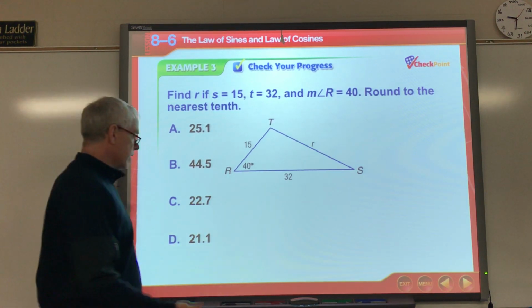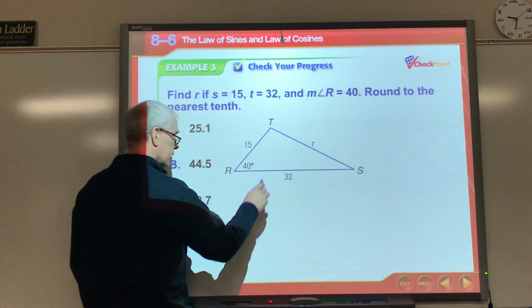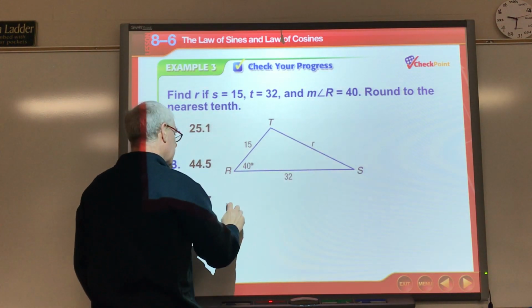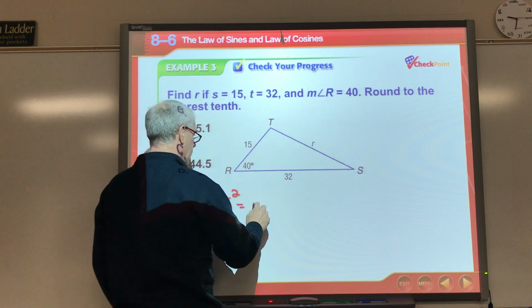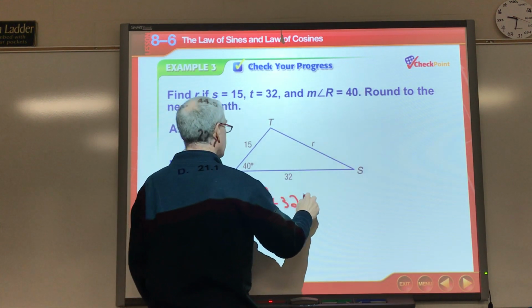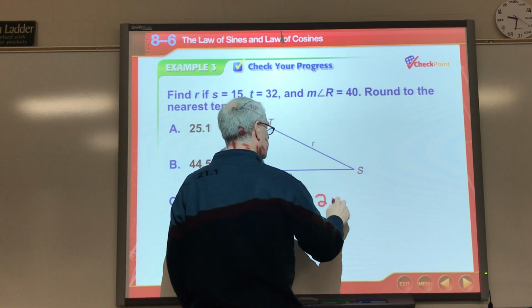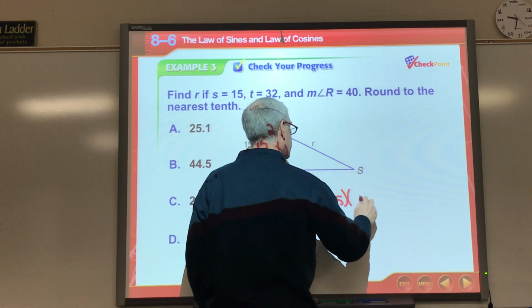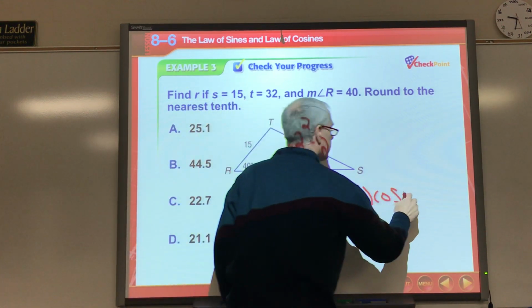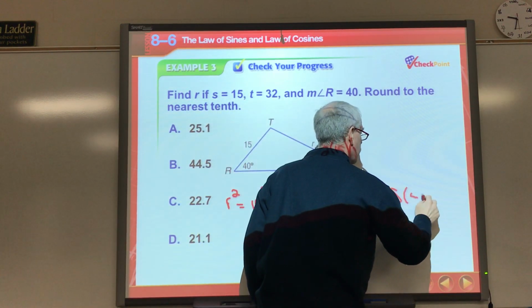All right, pause the video, give this one a shot. I'll set it up for you guys and then I'll put it in the calculator and show you how to do it. So the r that I'm missing is opposite the angle, so the little r is by itself here. r squared is going to equal 15 squared plus 32 squared minus 2 times 15 times 32 times the cosine of the angle opposite that. So in this case, 40.